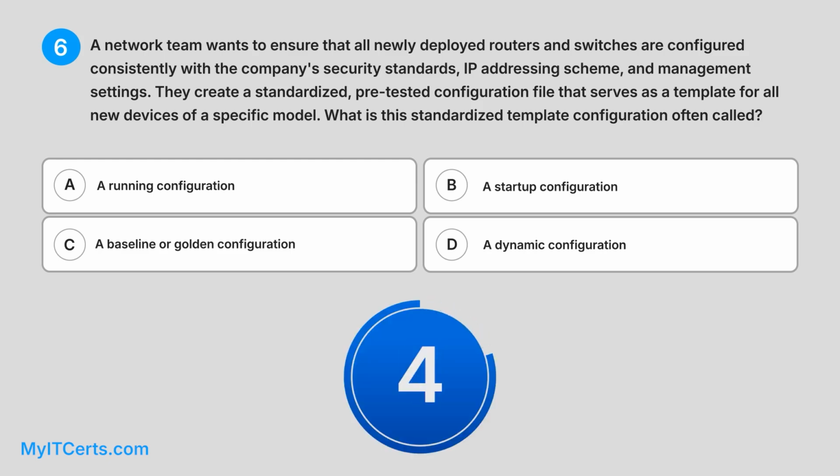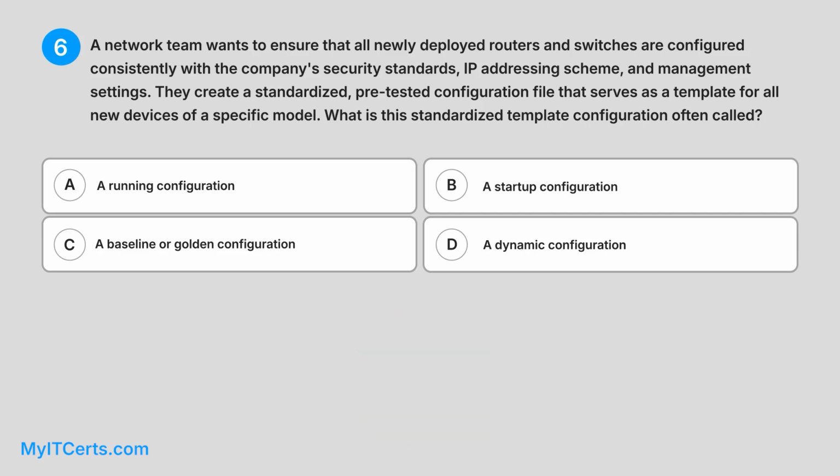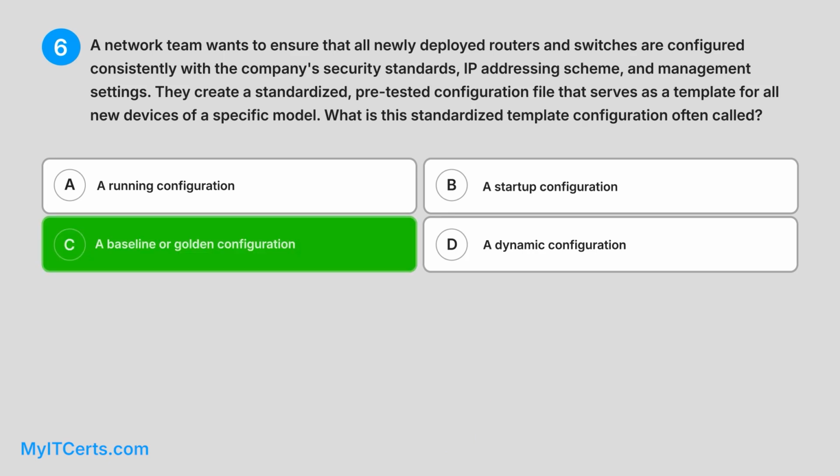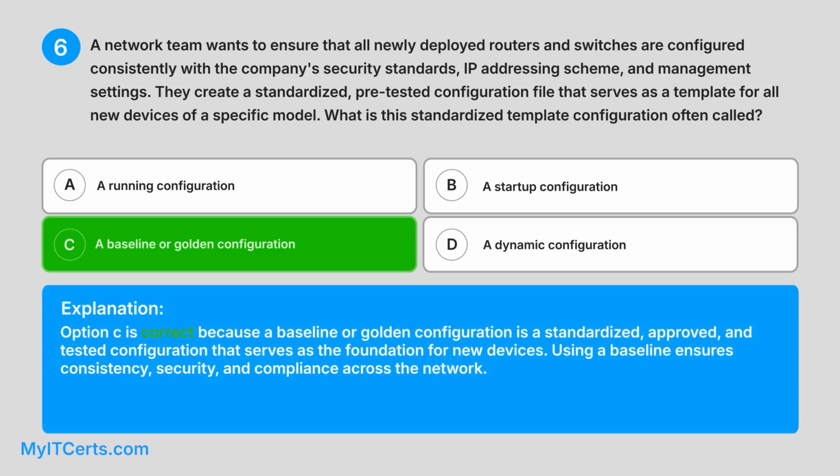Do you know the answer? Correct answer. C. A baseline or golden configuration. Explanation. Option C is correct because a baseline or golden configuration is a standardized, approved, and tested configuration that serves as the foundation for new devices. Using a baseline ensures consistency, security, and compliance across the network.